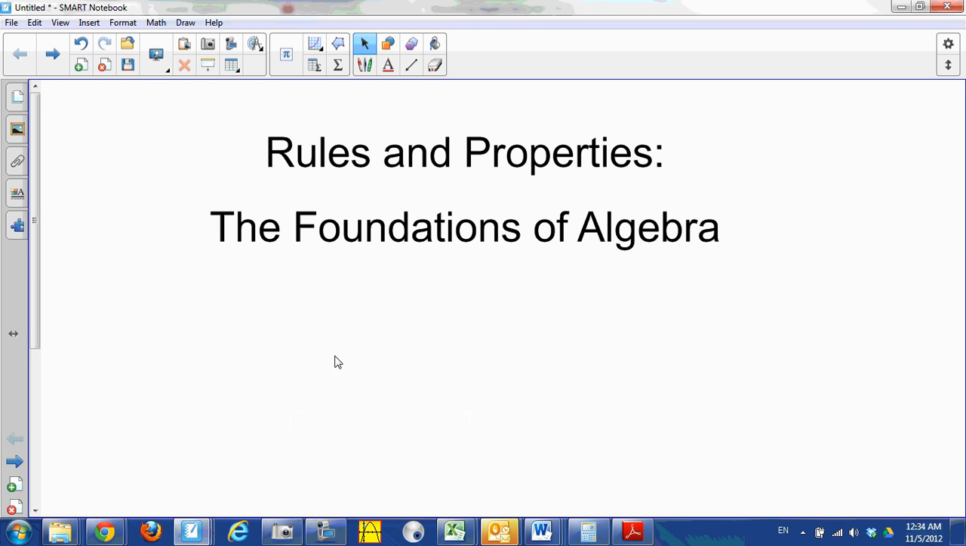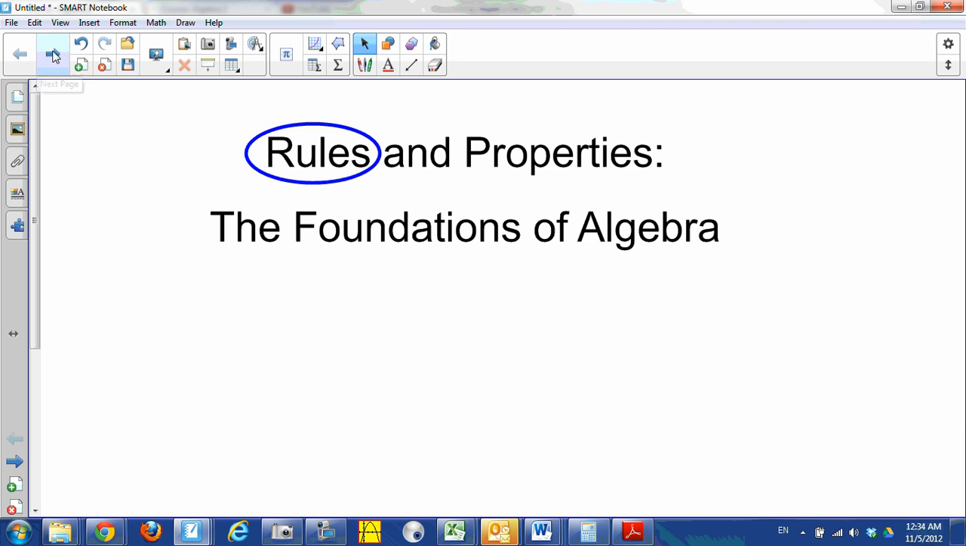Okay, so the title of the first module that I have for you in Algebra 1 is called Rules and Properties, the Foundations of Algebra. Algebra is indeed built upon rules and properties. Now we're going to talk about some of the properties, but before we can actually demonstrate the properties or understand them, we have to first talk about the rules. So this lesson is going to be on the rules of algebra.